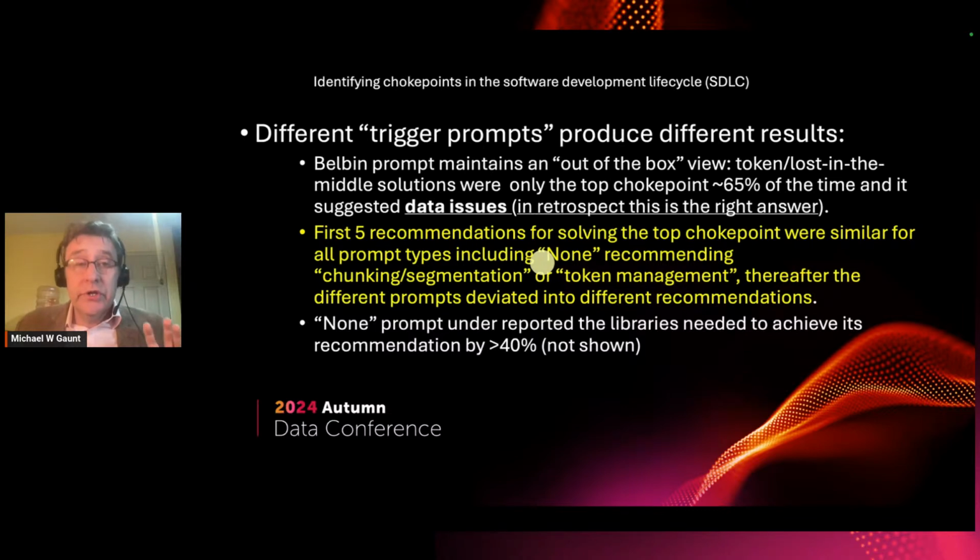So these trigger prompts produce different results, in summary. The Belbin prompt maintains an out-of-the-box view that token management or lost-in-the-middle solutions were only the top choke point 65% of the time, and it suggested there were data issues. When I went through that in detail, that was absolutely correct. There were definitely data issues in that project. And again, that is simply how you format complex PDFs and how different compliance documents use drastically different layouts. And you have to capture all of those in your pre-processing of the document.